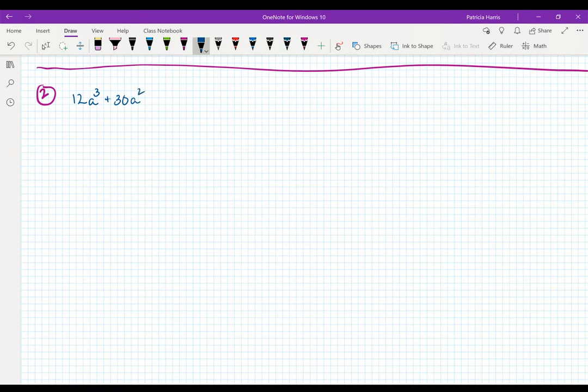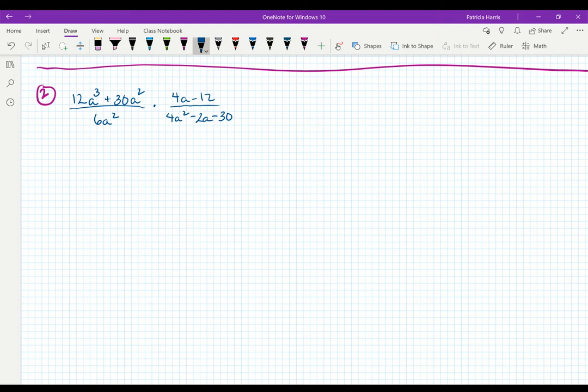So on the top, I've got 12a to the third plus 30a squared over 3a squared, times 4a minus 12 over 4a squared minus 2a minus 30. Okay, so what I'm going to do with this one is I'm going to do it a little bit differently. I'm going to factor it first.